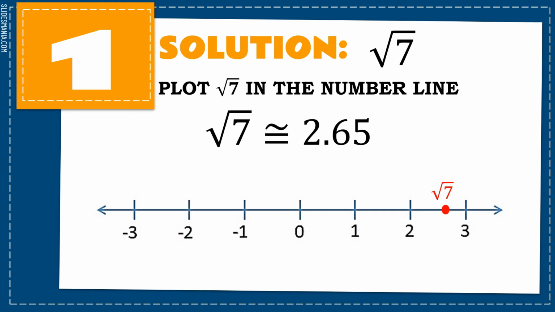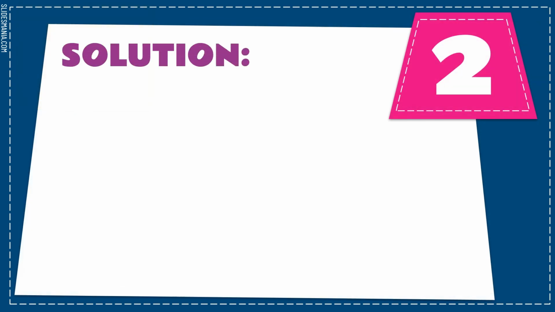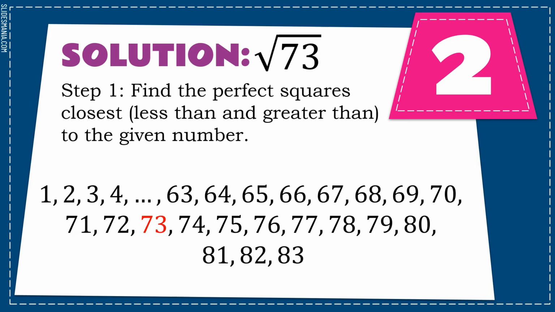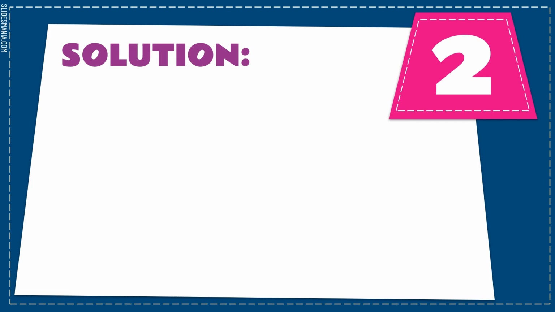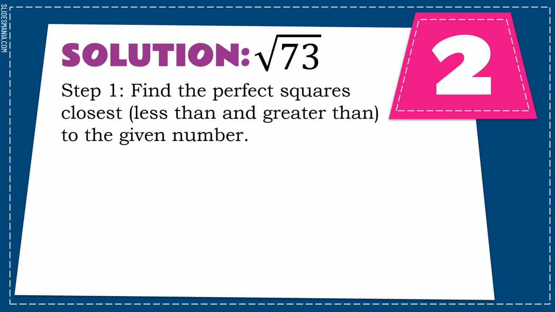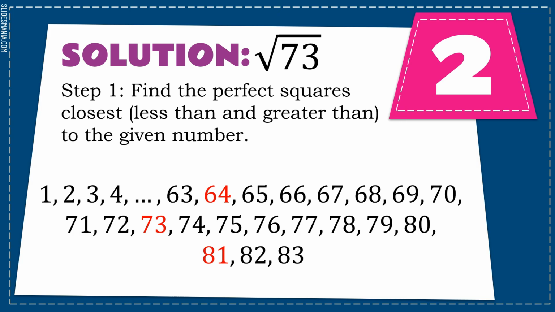This time, I want you to try it also on your scratch paper. For example 2, let us estimate the square root of 73. Again, for the first step, find the perfect squares closest to 73. And what are they? Correct! The perfect squares nearest to 73 are 64 and 81. So what does this imply?